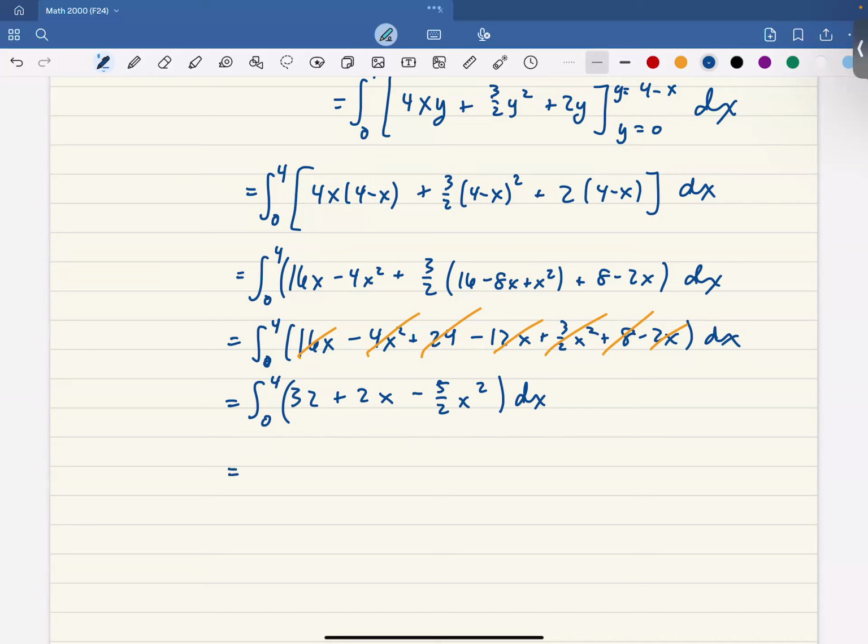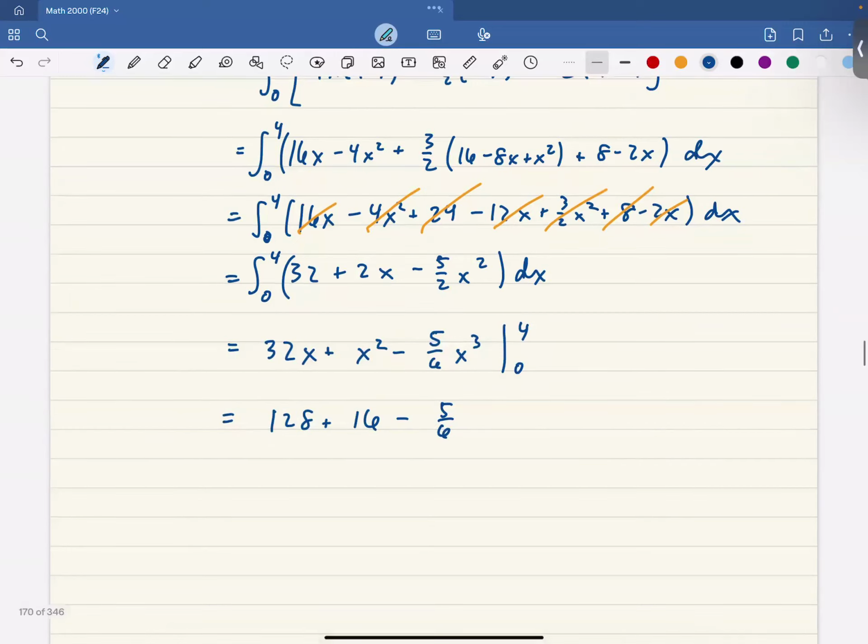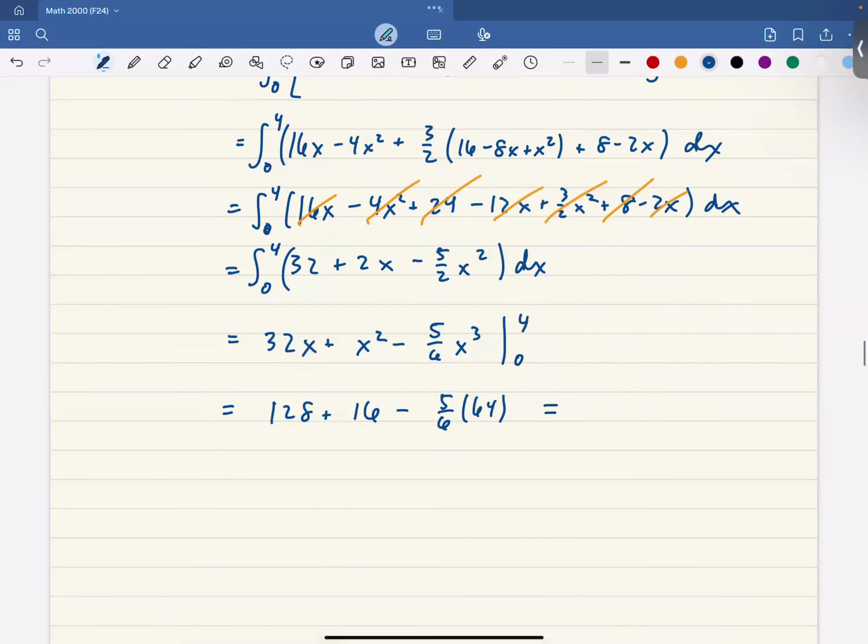This is going to end up being 32x plus x squared minus 5 over 6 x cubed. And we're going to plug in x from 0 to 4. So this will end up being 32 times 4 is 128, plus 4 squared is 16, minus 5/6 of 64. So that is, whatever it is. This is going to be 128 plus 16.